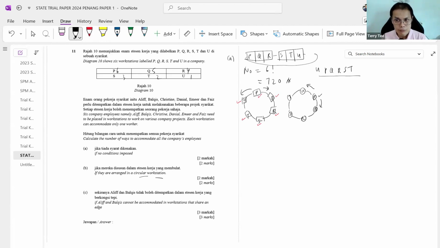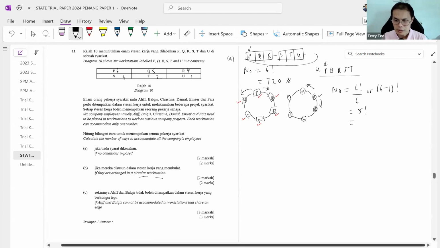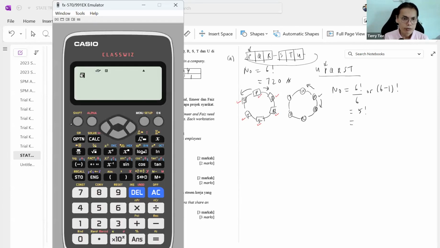But if you arrange in a row, it's different. P in the second position is different from P in the first position. But when you arrange in a circle, P will have the same person seated left and right, so that's considered the same arrangement. So we either take 6 factorial divided by 6, or 6 minus 1, which is 5 factorial. With the calculator, 5 factorial is 120.